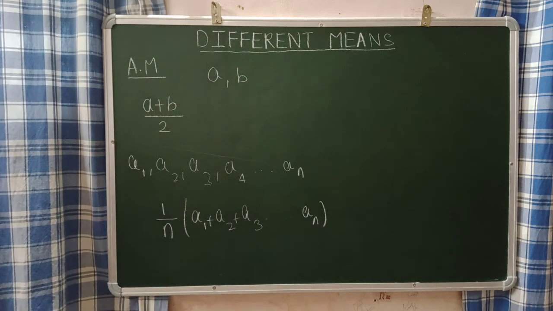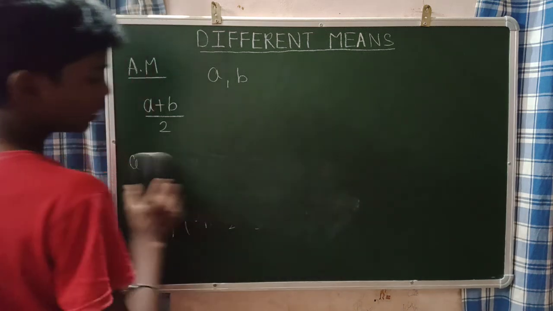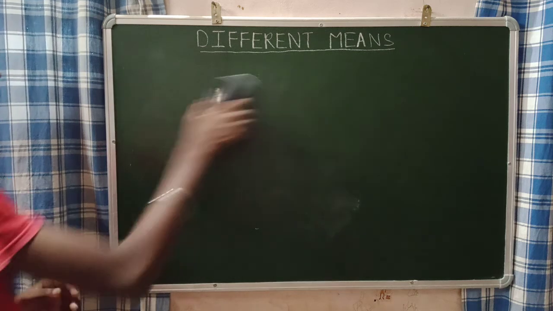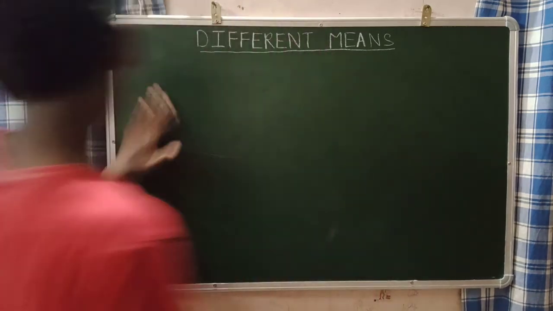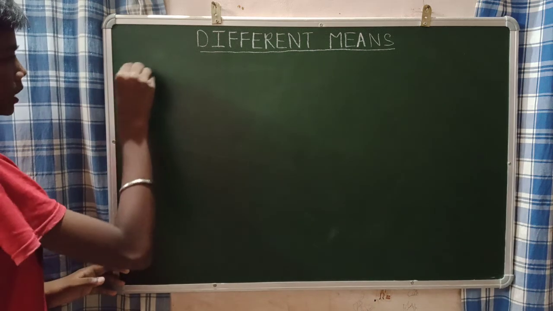Now let us move on to your geometric mean, GM. Let us move on to the geometric mean. So geometric mean, GM, both are same. GM is a short form.